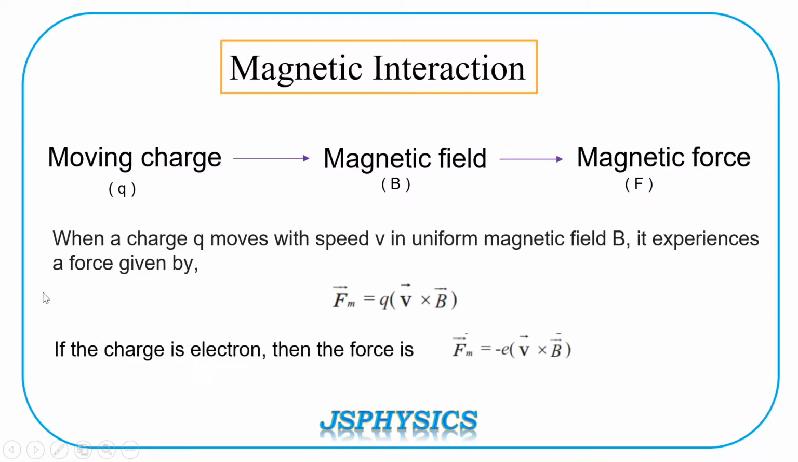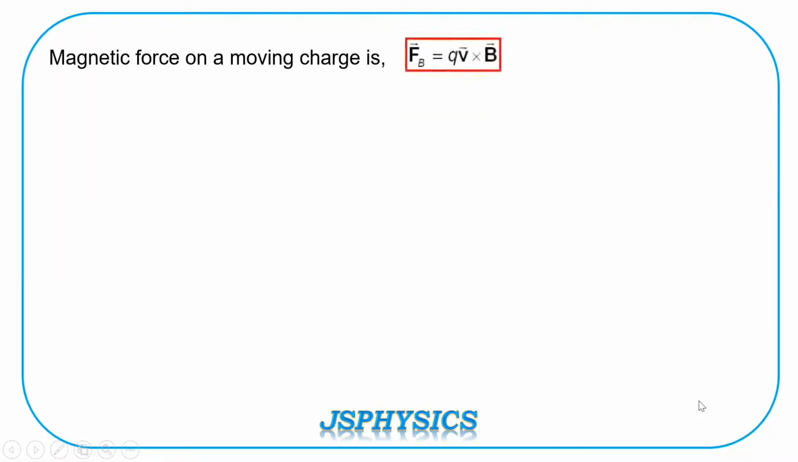Suppose we take an electron. In that case the force is given by minus e into v cross B, because the charge of the electron q is equal to minus e. So whenever a charged particle is in motion in a uniform magnetic field, it will experience a magnetic force. So the magnetic force on a moving charge is given by q into v cross B.